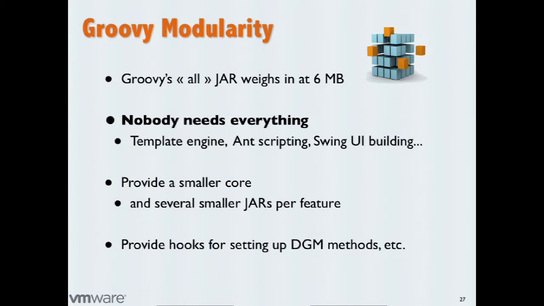So what about splitting this big Groovy jar into smaller jars? A Groovy core jar with just the language, basically, and the ability to parse and compile the language, and some smaller jars for different modules, okay? And I'll say a few words about the last bullet.